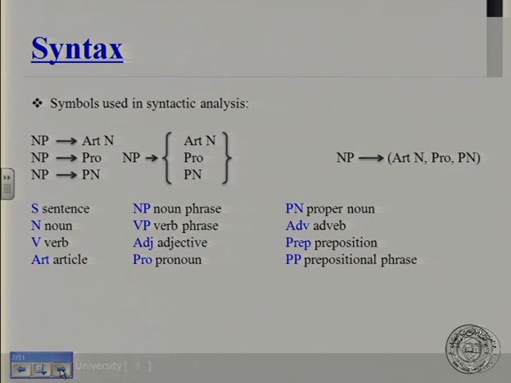Now, these are short forms, as I said, and you have to learn them by heart. This will help you in the tree diagram. S means sentence, N for noun, V for verb, Art for article, NP, that is noun phrase. It could be an article plus noun, a pronoun, or a proper noun. VP, as I said, verb phrase. Adj means adjective. Pro is one type of noun phrase, that is a pronoun. PN, proper noun, is another type of noun phrase. Adv means adverb. Prep means preposition, and PP means prepositional phrase.